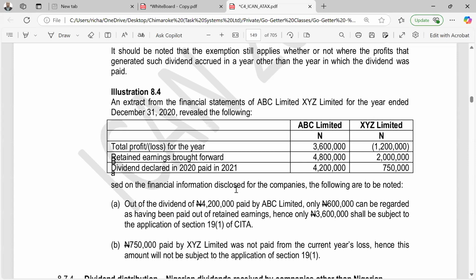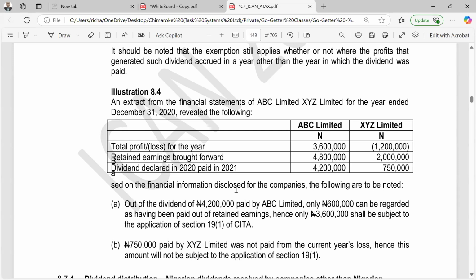Retained earnings brought forward. Look at what they brought forward and look at what they declared as dividends in 2020 and paid in 2021. So now it means that this dividend of 4.2 paid out is deemed to be their total profit. And you see it is higher than 3.6. And here, this 750,000 is higher than the loss.